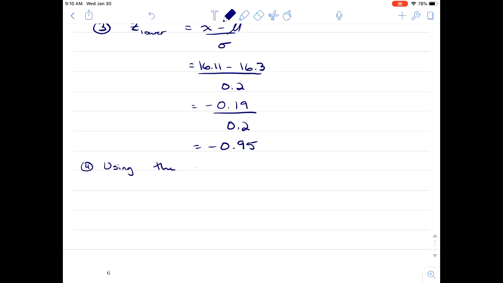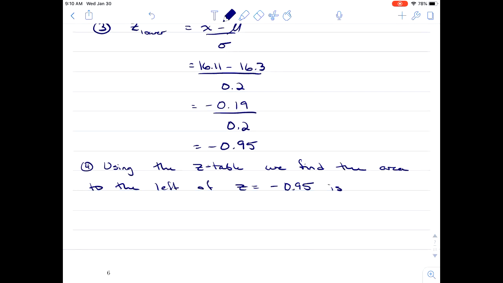So using the Z table, we find the area to the left of Z equal to negative 0.95. Okay, so now, negative 0.9 is down at the bottom-ish. So negative 0.95 has an area to the left of 0.1711. Cool. Or if you prefer, the probability that Z is less than or equal to negative 0.95 is 0.1711.